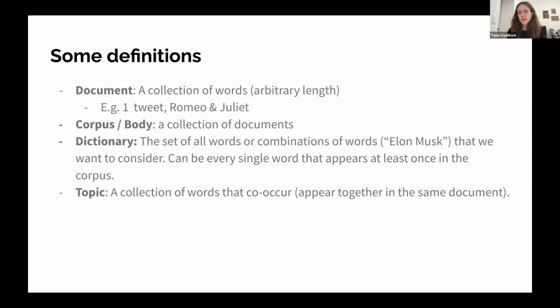And finally, a topic is a collection of words that happen together. What turns them into a topic is that they appear together in some documents. It might not be the same word, but they appear in documents that are similar to each other, and therefore they form a topic. There are multiple ways to get to these topics, but we'll see that in a second.